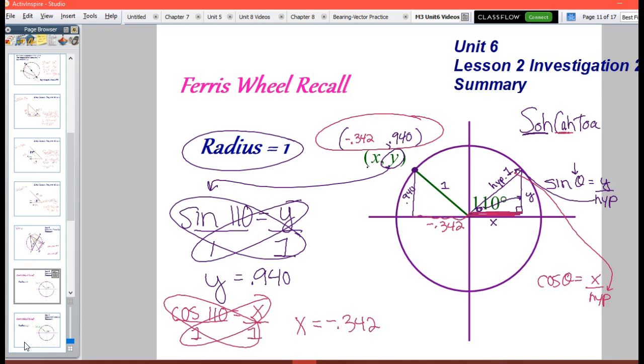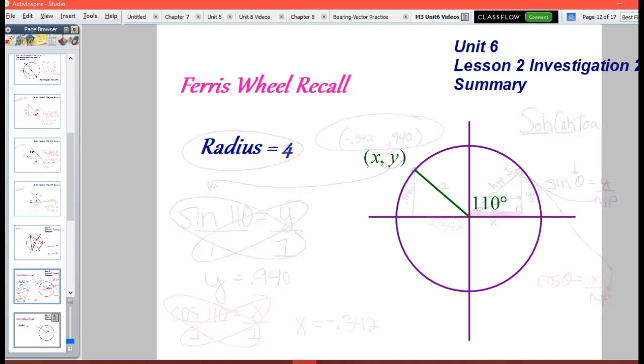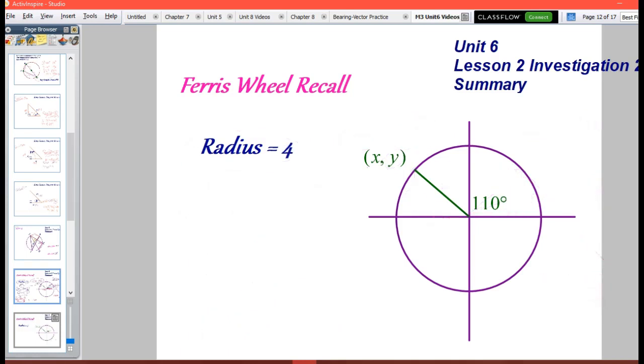Now, we're going to move into an example very similar to this, but we're going to change the radius. We'll say this Ferris wheel is a little bigger. It's got a radius of 4. So if your radius changes to 4, not much is going to change. Remember, for the y value, we use the sine, and for the x value, we use the cosine. So we could say sine of my angle 110 would be equal to the y value over my radius of 4. Notice how the only change is really the 4.